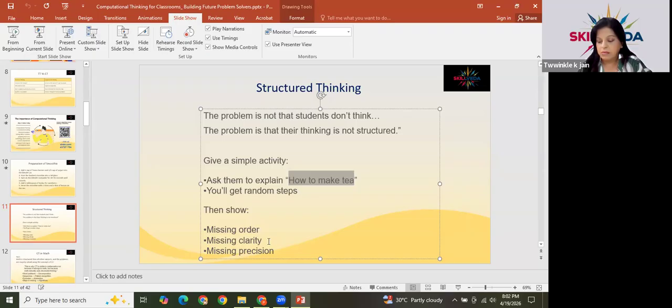How much water they need to add. This is all clarity. And then missing precision. How many minutes it should boil? What should be the ratio or the composition of milk, tea powder, and the water? All this clarity we need to get from the student. They will not say it in a proper manner. Directly within 1 or 2 statements, they will complete their algorithm.